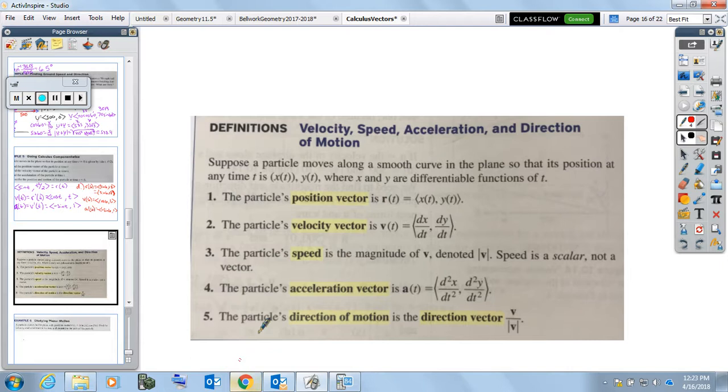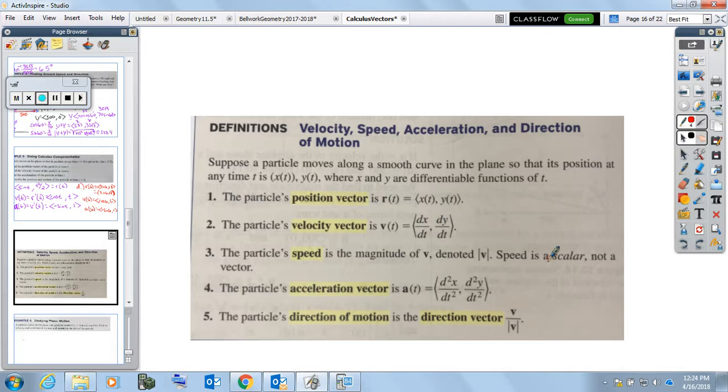So of course we start off with our position vector. We normally see it as r of t or s of t. Then of course the derivative of position is velocity, so the derivative of both the x and the y functions inside the vector. The speed, extremely important, is the magnitude of velocity. So it is basically your distance formula of our actual velocity components.